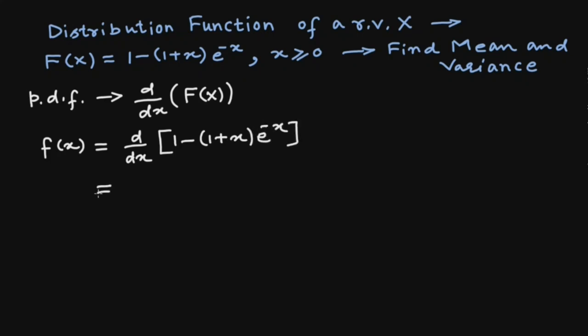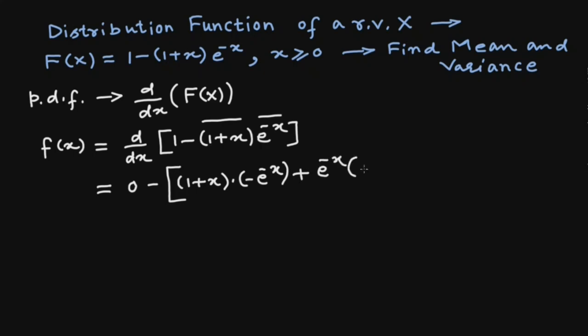So the probability density function f(x) will be d by dx of 1 minus (1 plus x) into e raised to minus x, which is the derivative of 1, 0, minus, by the product rule between (1 plus x) and e raised to minus x: (1 plus x) into minus e raised to minus x plus e raised to minus x into the derivative of (1 plus x), where the derivative of 1 is 0 and the derivative of x is 1, which is minus into minus plus e raised to minus x into (1 plus x minus 1). So the probability density function f(x) will be x e raised to minus x.